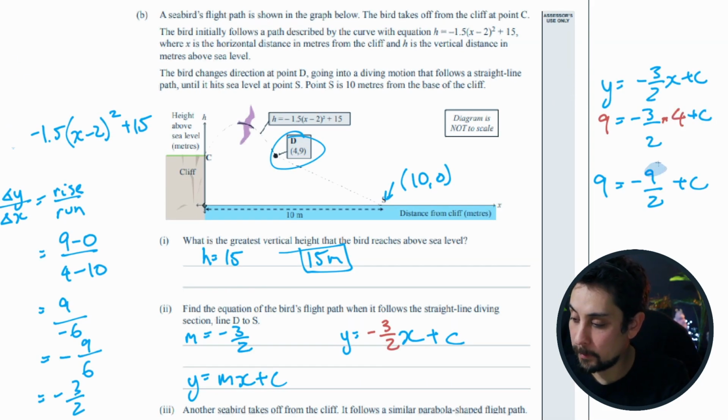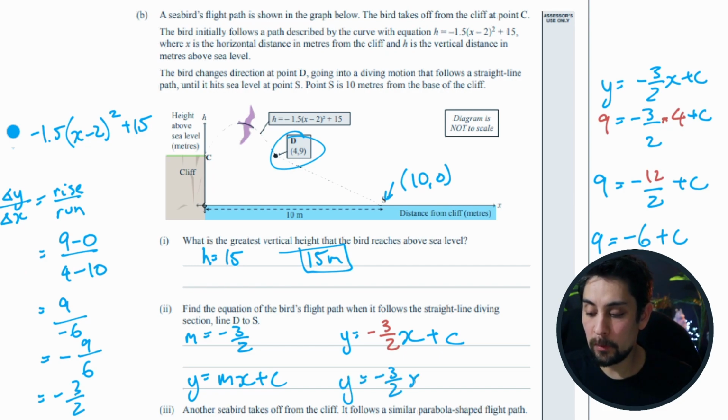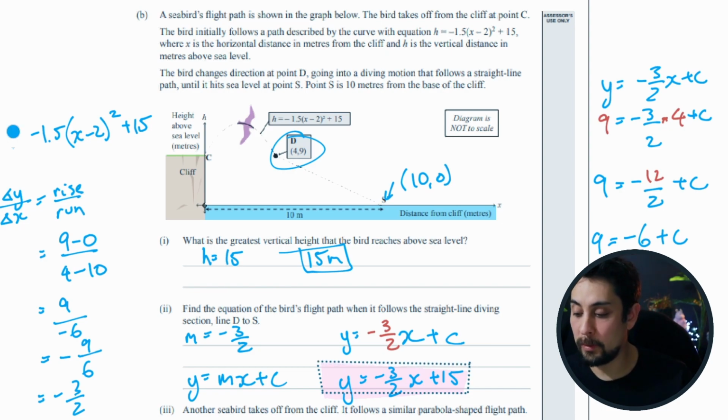That means that this number here is 4 times 3 is 12. So we have 9 equals negative 6 plus c. C equals, well, negative 6 plus what equals 9? C equals 15. So our final equation is y equals negative 3 over 2x plus 15. That's our answer. I'm going to highlight that, give it a little box, and we are done with that question. There's our equation for the straight line diving motion from D to S.